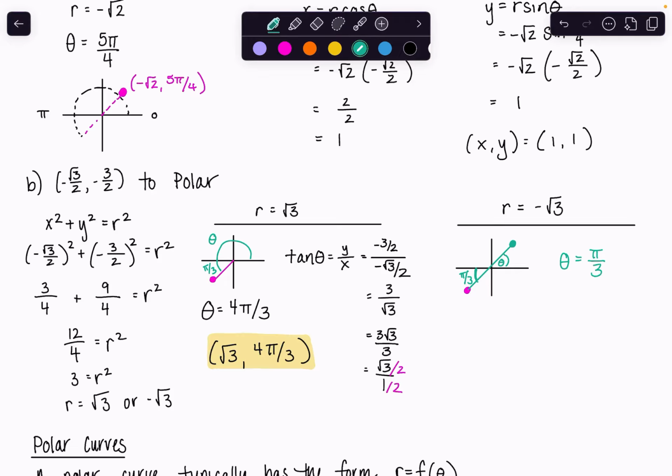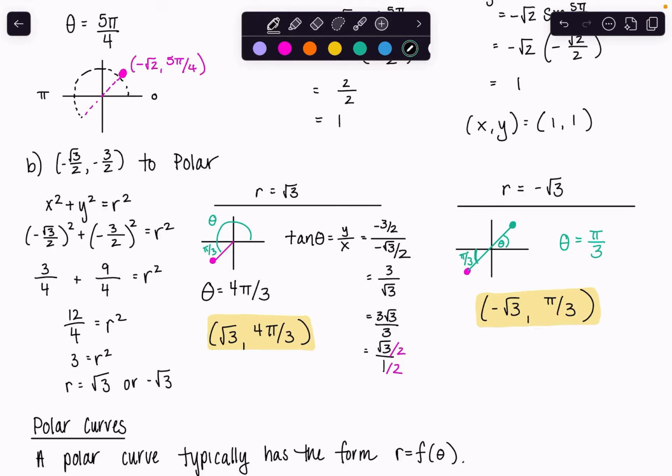Okay. So in this point, if my radius is negative, then the angle I need to pick would be positive pi over 3. So this way, when I shoot through the pole, I land back there. It's always going to be a difference of pi, because if I take 4 pi over 3 and I subtract pi to get back to this angle, that lands me at pi over 3. Okay.